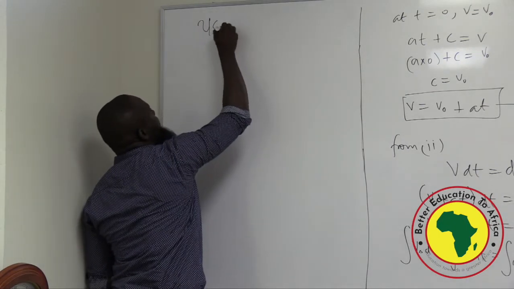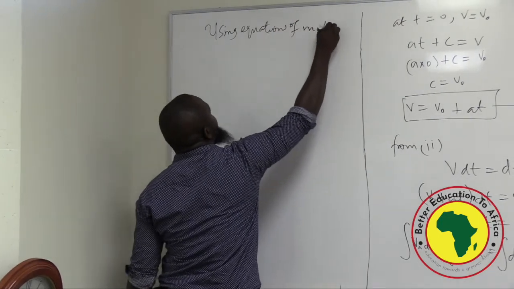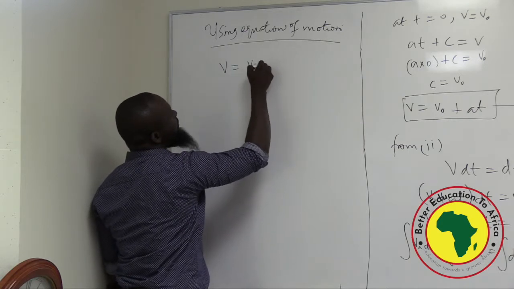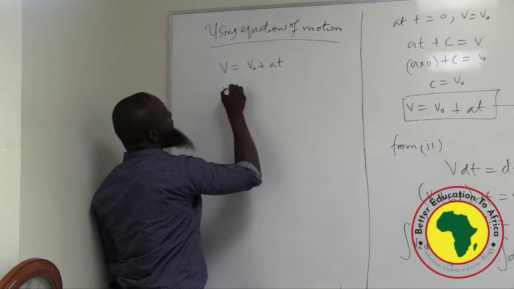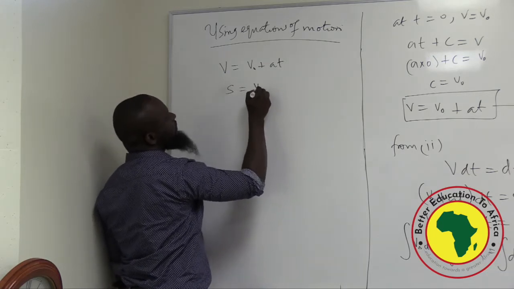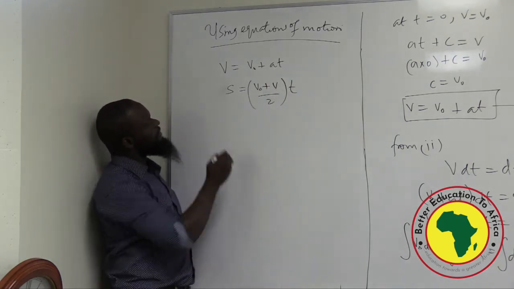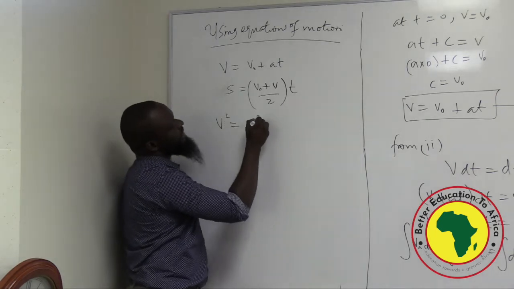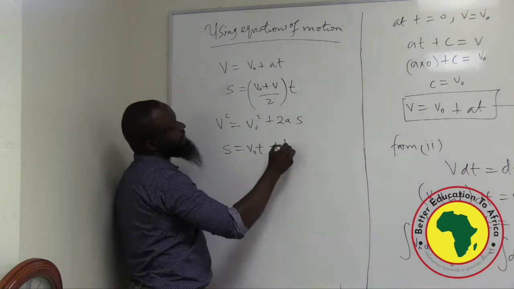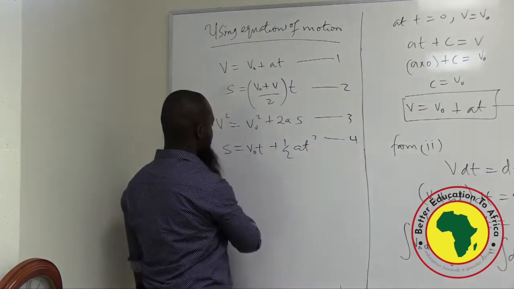So, using equations of motion, I'm going to write them up. The first one, v equals v naught plus at. I'll just use s for my x minus x naught. s equals (v naught plus v) over 2, times t. And then v squared equals v naught squared plus 2as. And s equals v naught t plus half at squared. So I'll call these equations 1, 2, 3, and 4. How do we use these equations?